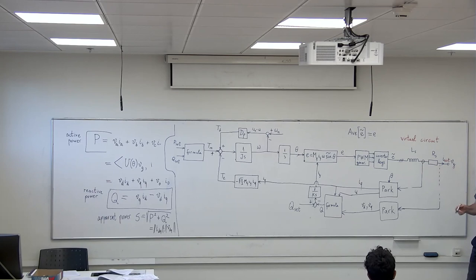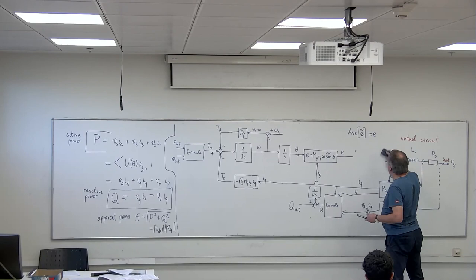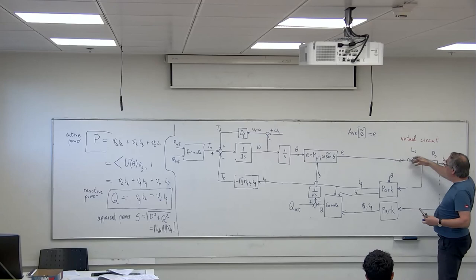Okay, but now how do I get the true current? Of course, this will no longer be here. This will be now directly connected because this is just a virtual circuit.